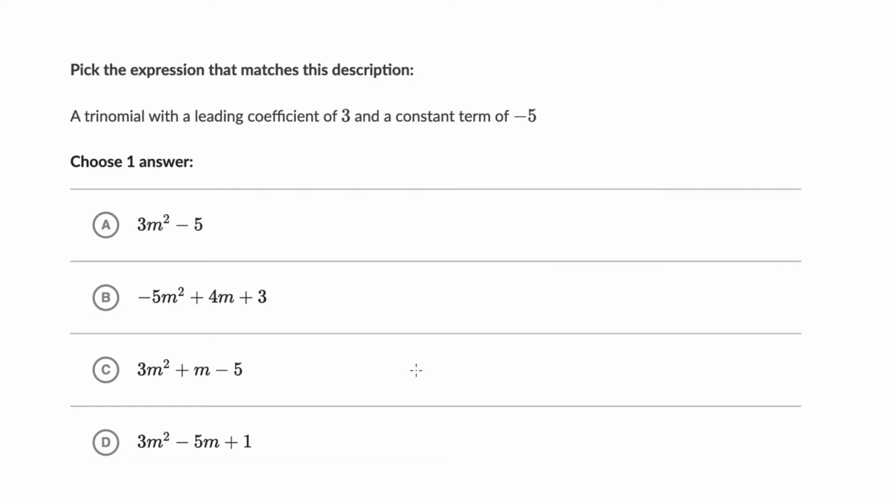Alrighty, hello there, my name is James, and this video will be an introduction to polynomials, okay? So, this question is asking us to pick the expression that matches this description. It's about to give us a description: a trinomial with a leading coefficient of 3 and a constant term of -5, okay? Now, what does this mean?